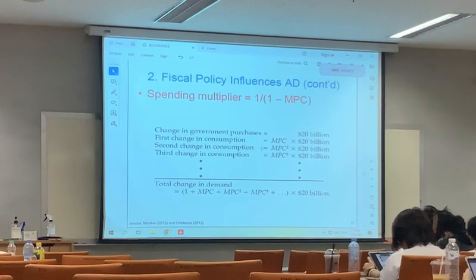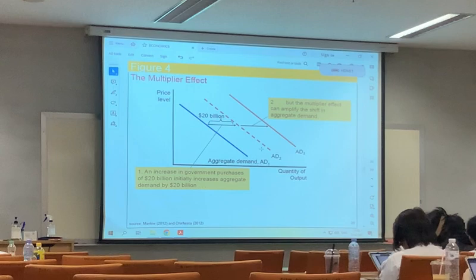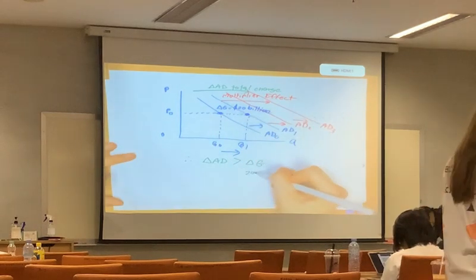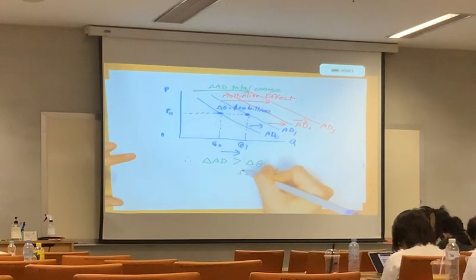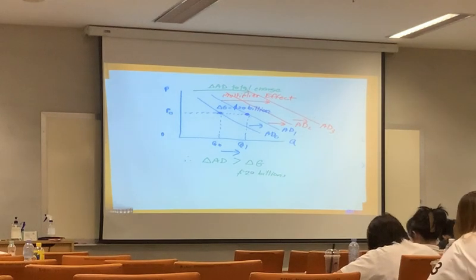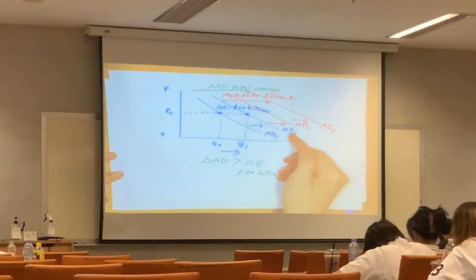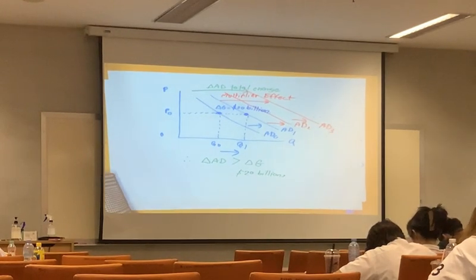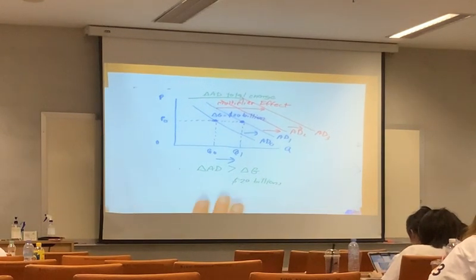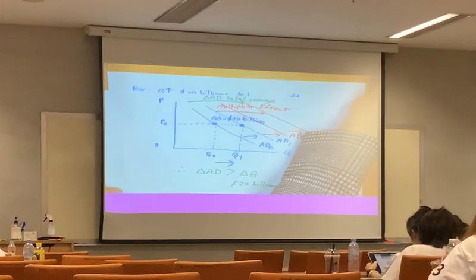However, if I let you calculate how much the AD changes, because right now G changes just only $20 billion but I don't know how much AD changes, how can I calculate? We can calculate how much the shift is between AD1 to AD2 or AD2 and AD3 using the concept of MPC. You can go back to the slide, so you don't need to write it down.